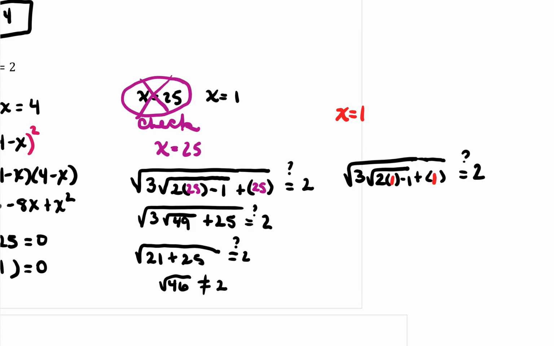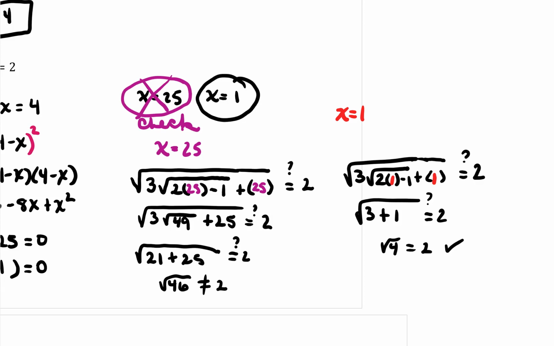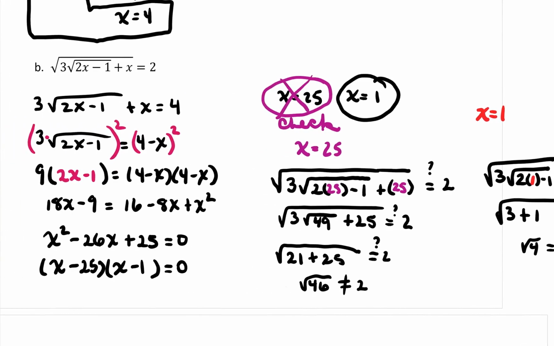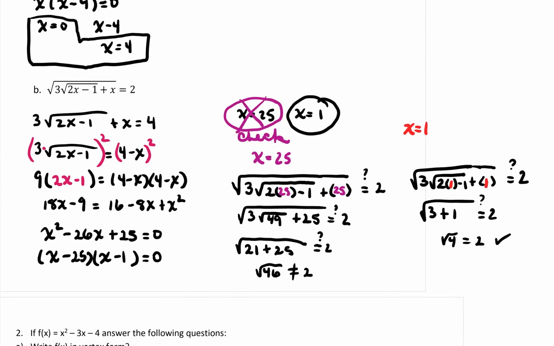So simplifying this using order of operations, we have the square root of 3 times the square root of 2 minus 1, that gives me the square root of 1, which is 1. And 1 times 3 is 3, plus 1. Does this equal 2? And I can see that that is equal to 2. Square root of 4 is equal to 2. And so this is correct. And so we have one solution to this equation, and that would be x equals 1.